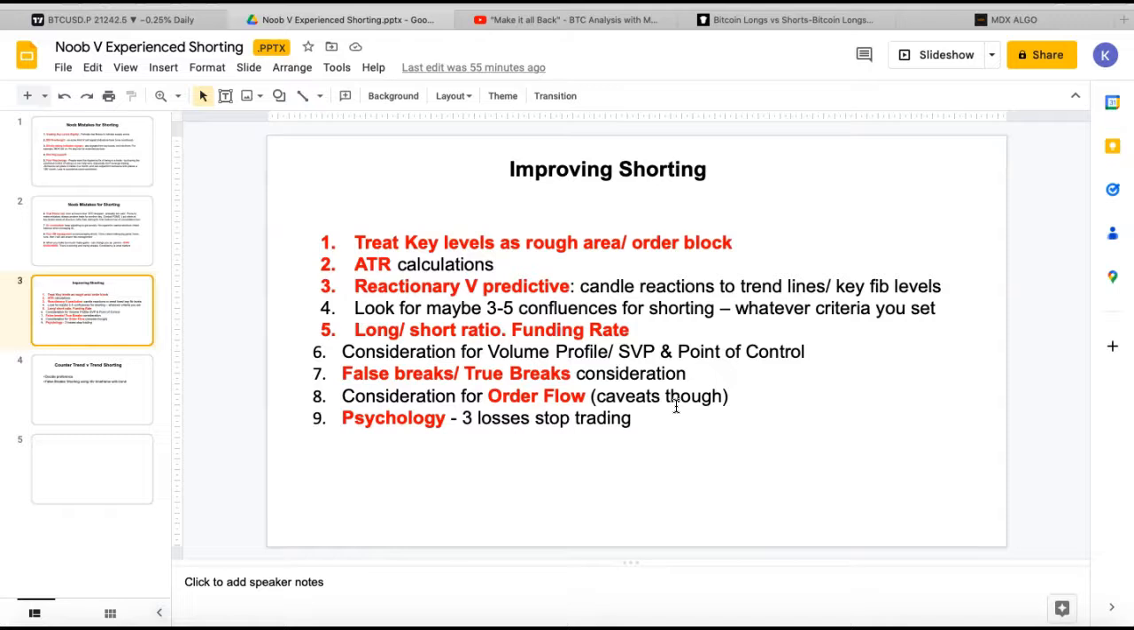And of course, psychology again, improving shorting. I always have this 3 losses rule. So if I make 3 losses in a day trading consecutively, then I just stop trading. At the maximum, I aim to not lose more than 5% of my portfolio in a day. But it's just to highlight that psychology is just so important in trading. And it's just nice to sometimes step away from the desk and then trade again next day, just fresh.